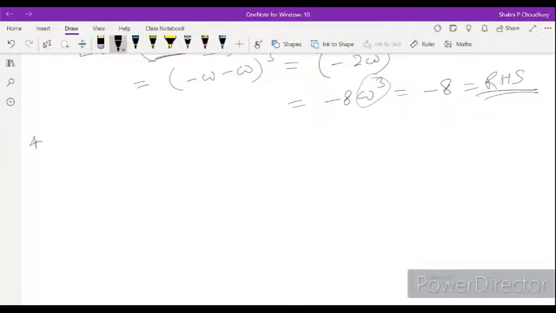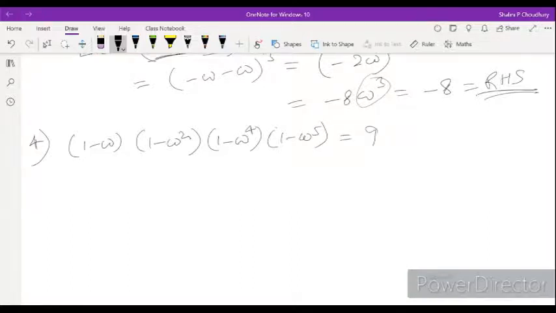Again we have to prove something. If (1 − ω)(1 − ω²)(1 − ω⁴)(1 − ω⁵) is equal to 9, you have to prove that. Now we'll take the LHS here: (1 − ω)(1 − ω²)(1 − ω⁴)(1 − ω⁵).